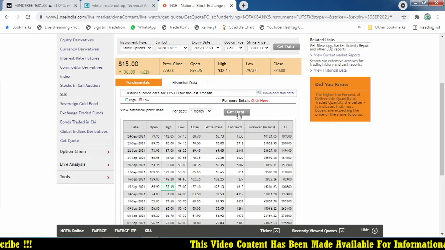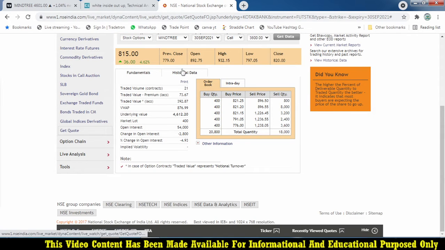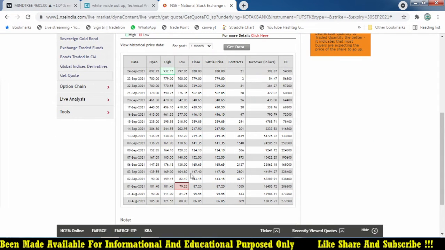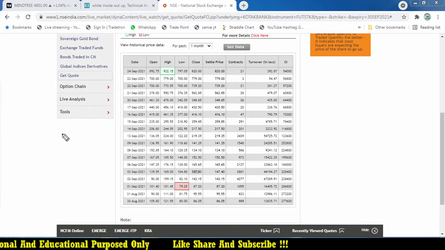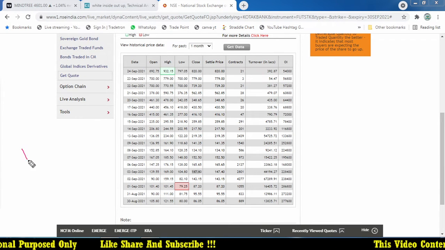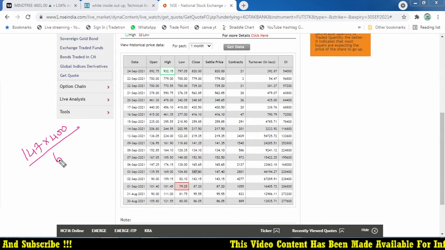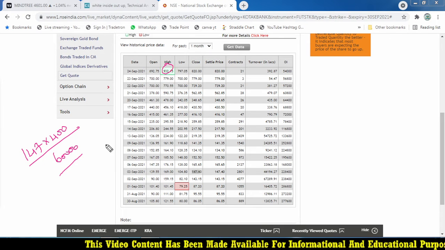What is the price of the call option? The lot size is around 325. 400. Oh my god, 400 lot size, 147. Now it is 900. Let's assume what happened here at 147. So the investment is 400 lots, somewhere around 60,000 is your investment. But now the price has moved to 930.